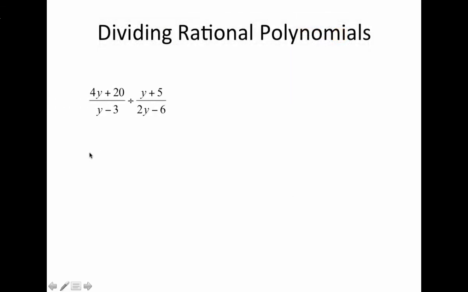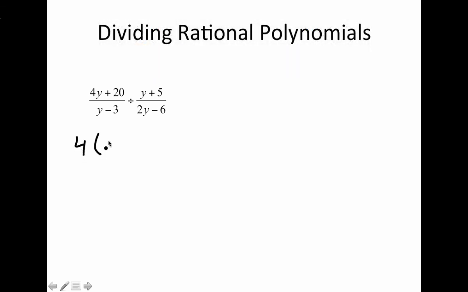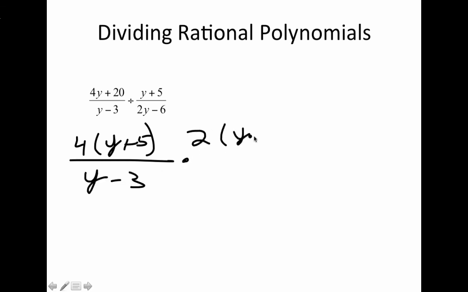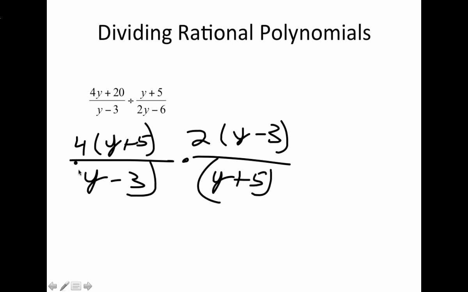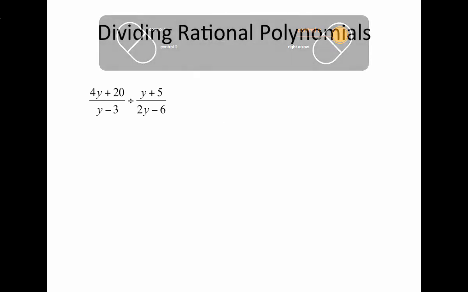Again, same idea. Factor as you go. I'd factor this as I went. I'd say 4 times y plus 5 over y minus 3. Flip the second guy and multiply. Factor as you go. So I put this on the top, put this on the bottom. Look at that. Boom, boom, boom, boom. The answer is 8. Isn't that fun? What a great time. That's about it for 8-1.